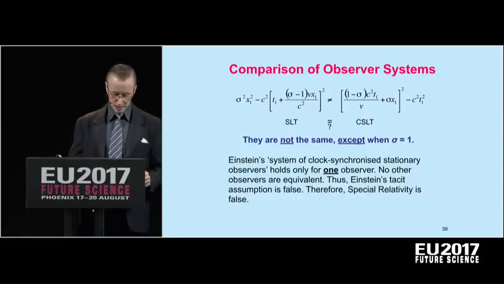And that's his mistake. So Einstein's system of clock-synchronized stationary observers holds for only one observer. No other observers are equivalent. Thus, Einstein's tacit assumption is false, and the special theory of relativity is false.